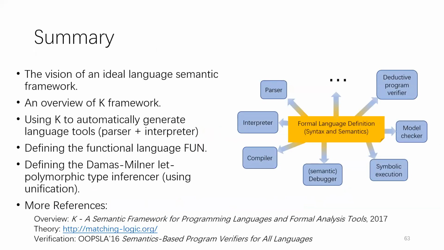So in summary, we talked about the vision of an ideal framework and the K framework, and we saw how to use K to generate language tools. And we defined the functional language fun, with lots of interesting features and its type systems. So I put some more references about K, the overview of K, and also its theory, matching logic. And we didn't have time to cover much verification at all in this tutorial, but if you're interested, you can check out this OOPSLA paper.